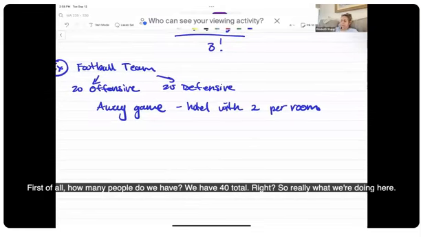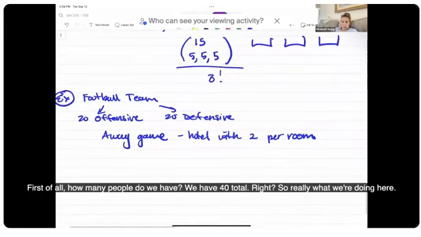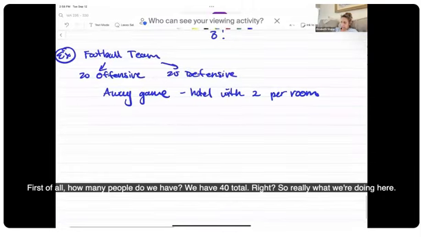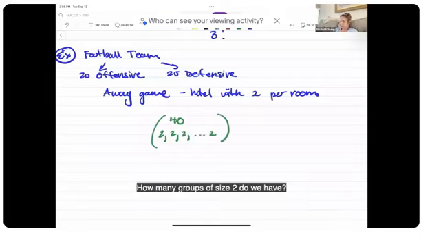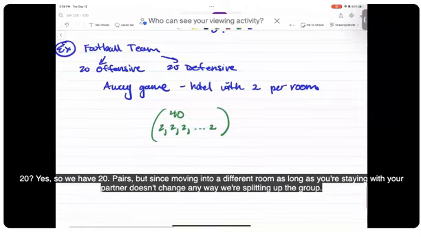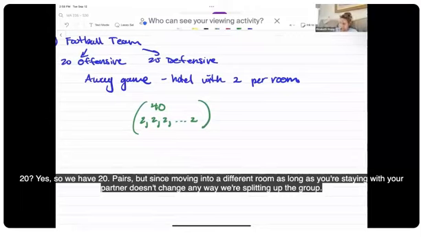First of all, how many people do we have? We have 40 total, right? So really what we're doing here is you're going to split that 40 into 2, 2, 2, and so forth. How many groups of size 2 do we have? 20. Yes, so we have 20 pairs.